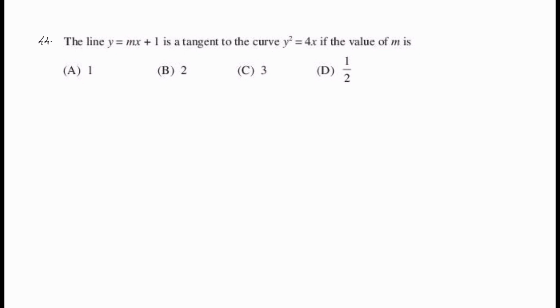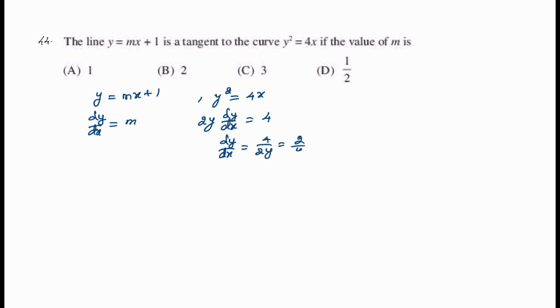Question 44. The line y equal to mx plus 1 is a tangent to the curve y square equal to 4x if the value of m is. The tangent equation is this. Let us find the slope of the tangent dy upon dx, which is m. Curve equation is y square equal to 4x. We will differentiate. 2y times dy by dx is 4. Therefore, dy by dx is 4 upon 2y, which is 2 upon y. Slope of the tangent and slope of the curve at the point of contact will be the same. So we will equate these two dy by dx. We get m equal to 2 upon y. So y will be 2 upon m.